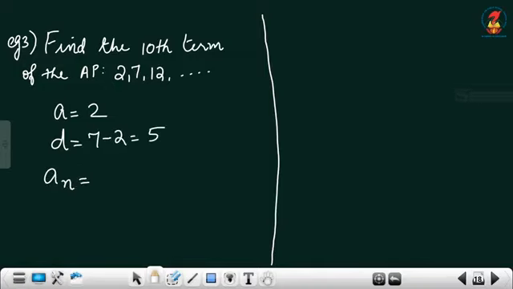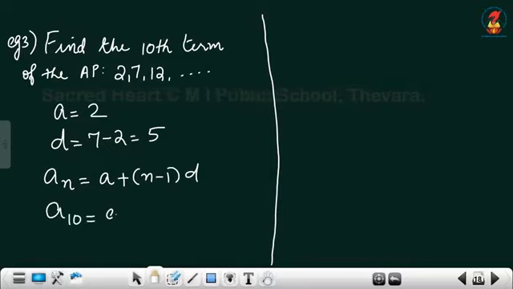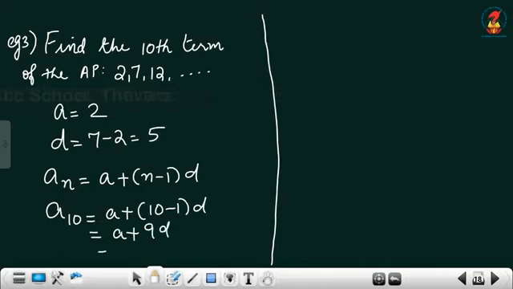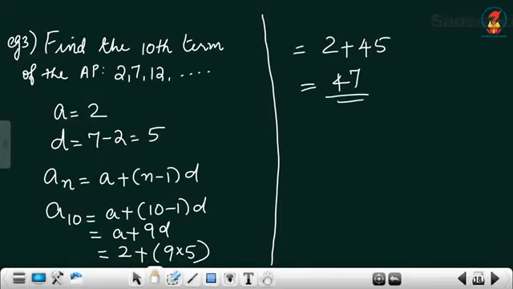We need the 10th term. Before that we can write An is equal to A plus n minus 1 into D. Here instead of n we can write 10. So A10 is equal to A plus 10 minus 1 into D, which is equal to A plus 9D, which is 2 plus 9 into 5. So we can write this as 2 plus 45, which is equal to 47.